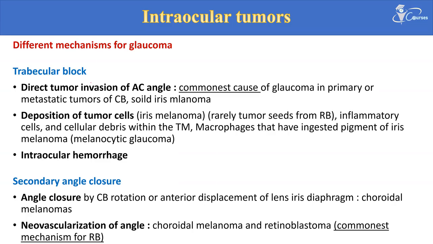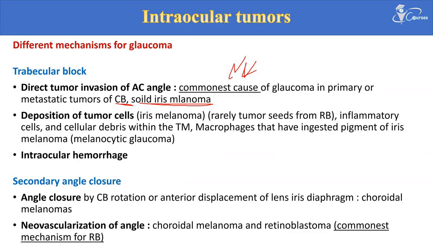So for the trabecular meshwork, in case of intraocular tumors, it can be by direct tumor invasion. And this is the commonest cause of glaucoma in primary or metastatic tumors of the ciliary body or solid iris melanoma. Remember when I showed you the picture of iris melanoma in the pathology lecture? I told you it can be associated with ectropion uvea or localized cataract or glaucoma. So how does it cause glaucoma? By direct angle invasion of the tumor.